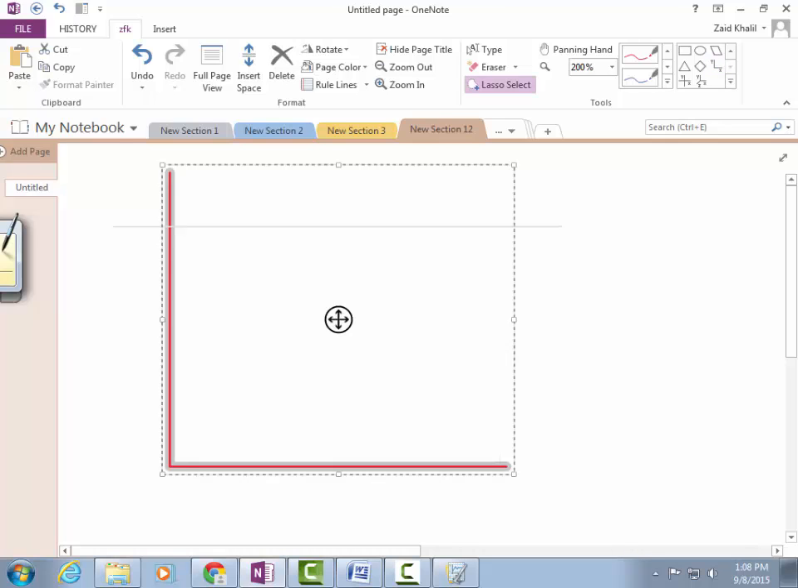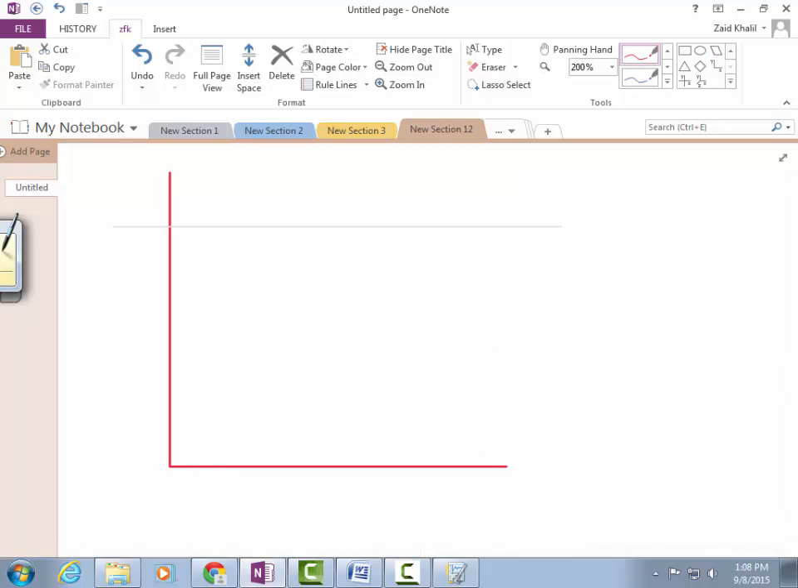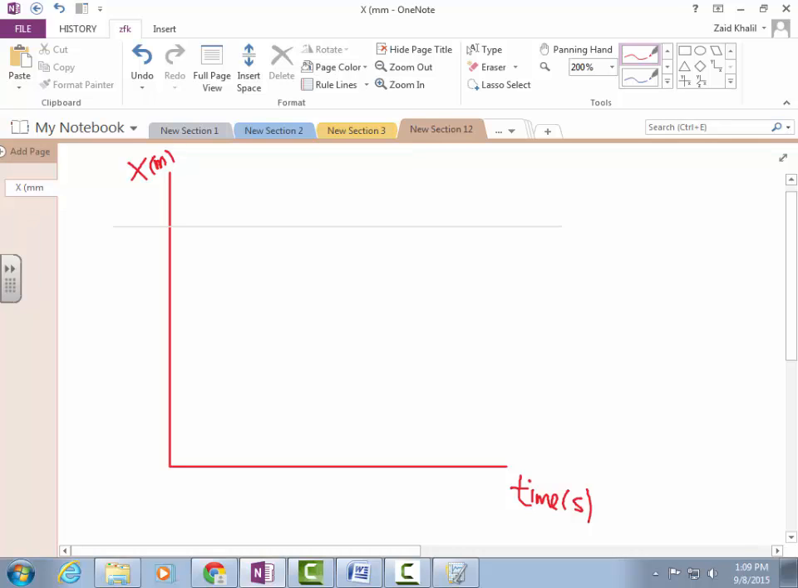All right, nice. x in meters, and this is time in seconds. So here's your position time graph. Now what I'm going to do is draw definitely a nonlinear function. So here's this nonlinear function. Okay? First question: is the velocity constant? Yes or no? Definitely not.